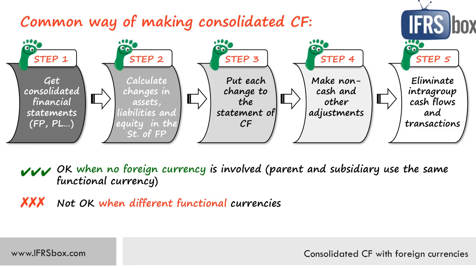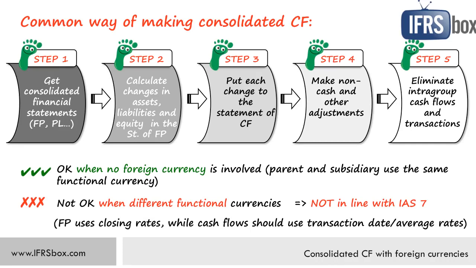Why is this method wrong in this case? It is not in line with the standard IAS 7 statement of cash flows. Why? Well, because when you're preparing step 2 and calculate the changes in balance sheet items, you are effectively applying the closing rates because the subsidiary's financial position was translated with closing rates. However, IAS 7 prescribes using transaction date rates for your cash flows or average rates. If you use the wrong rates, then also your numbers are wrong and it becomes evident when there's a high increase or decrease in foreign exchange rates over time.